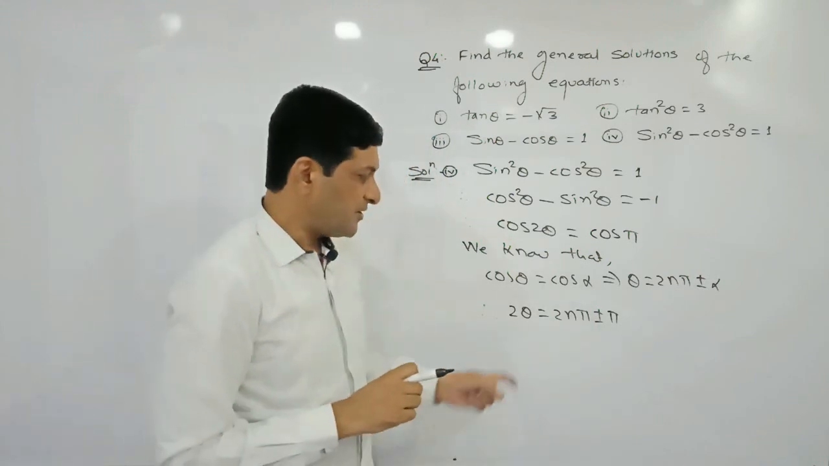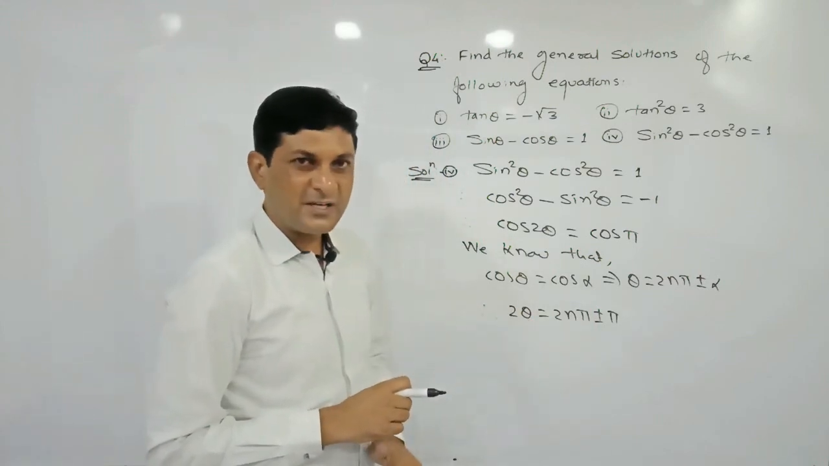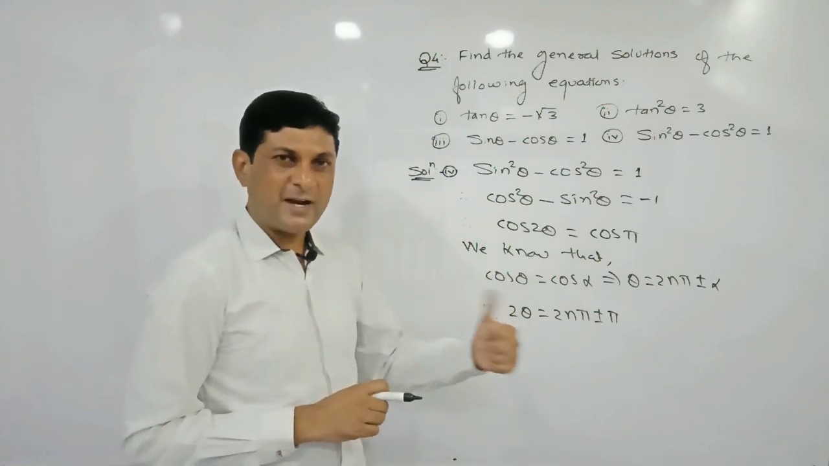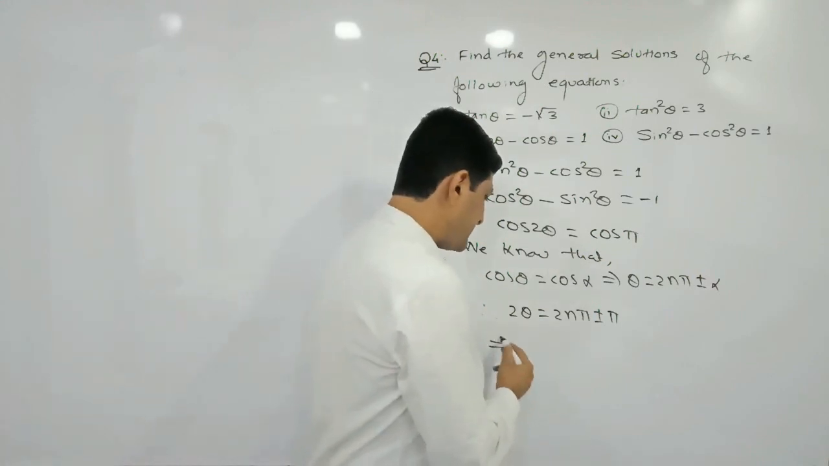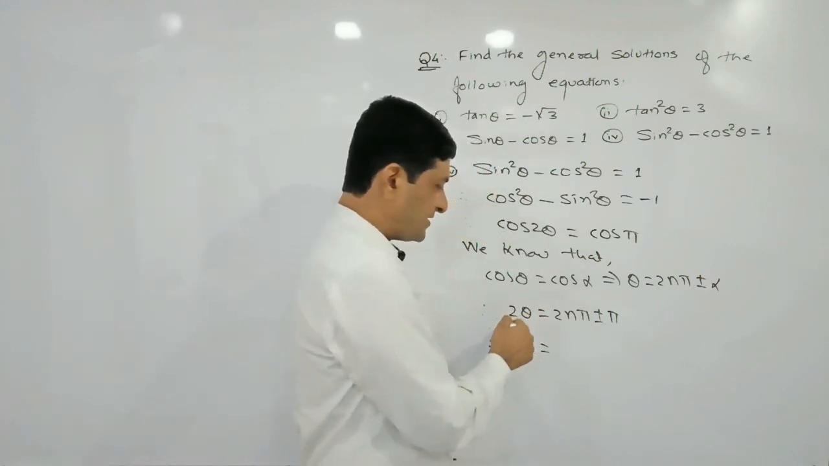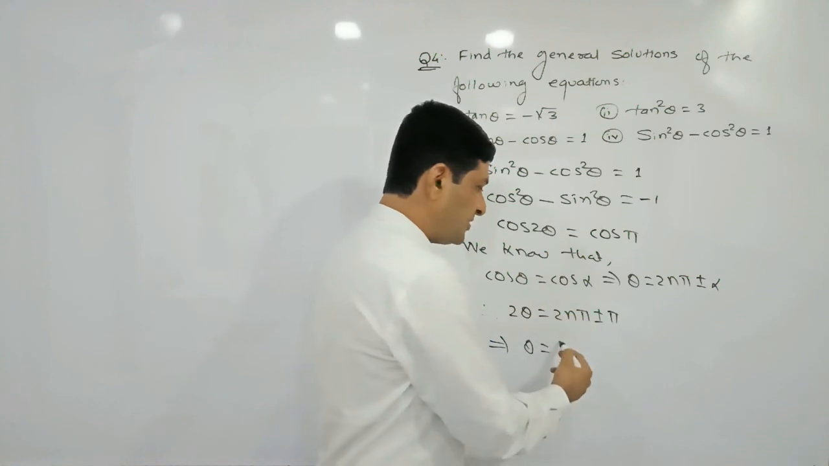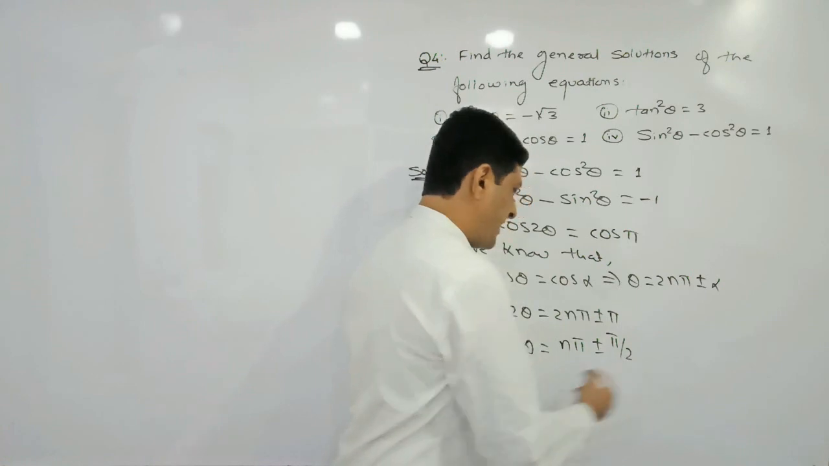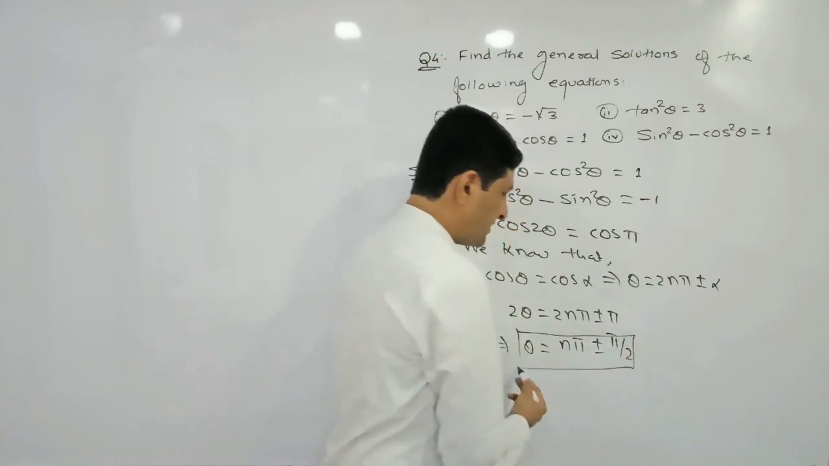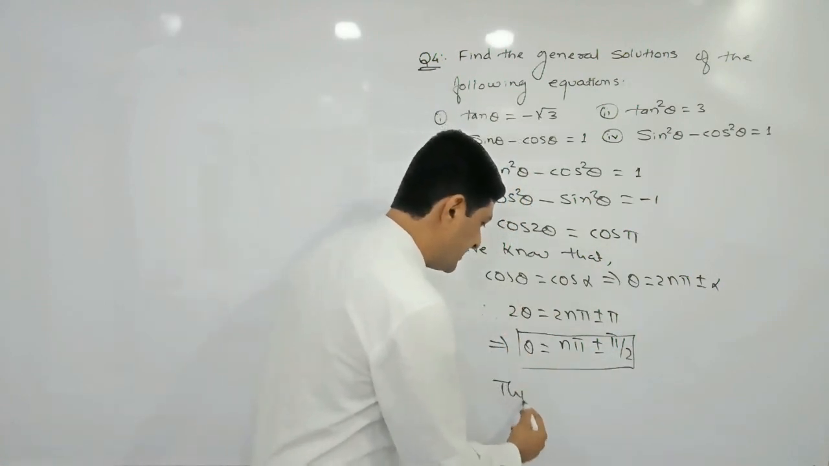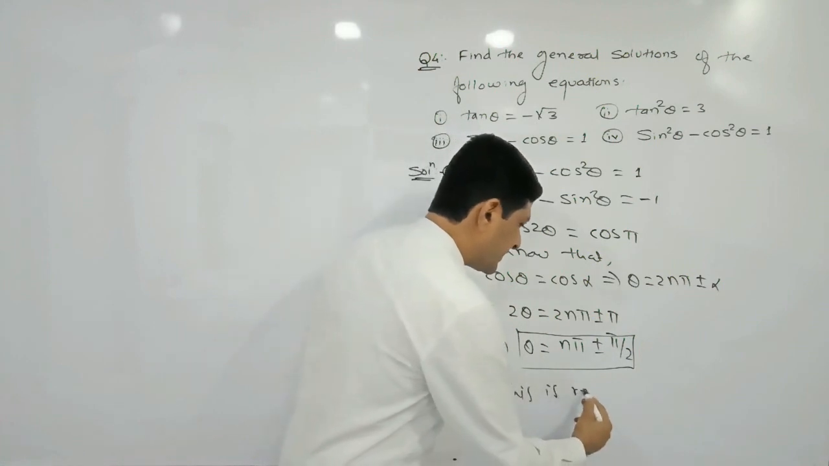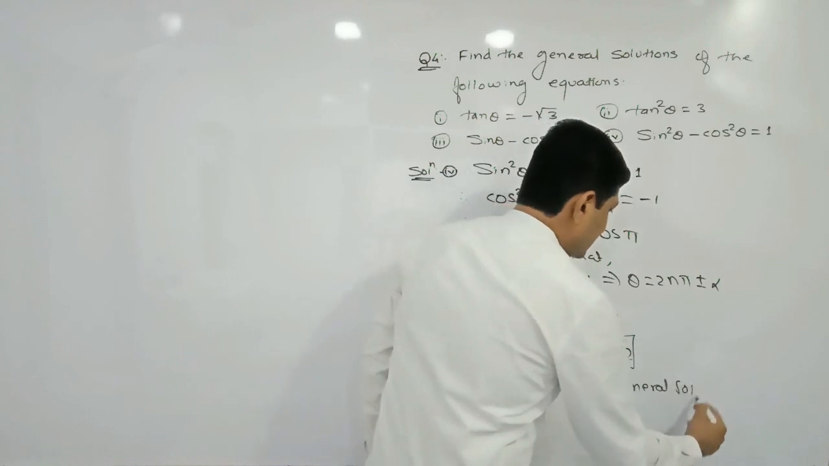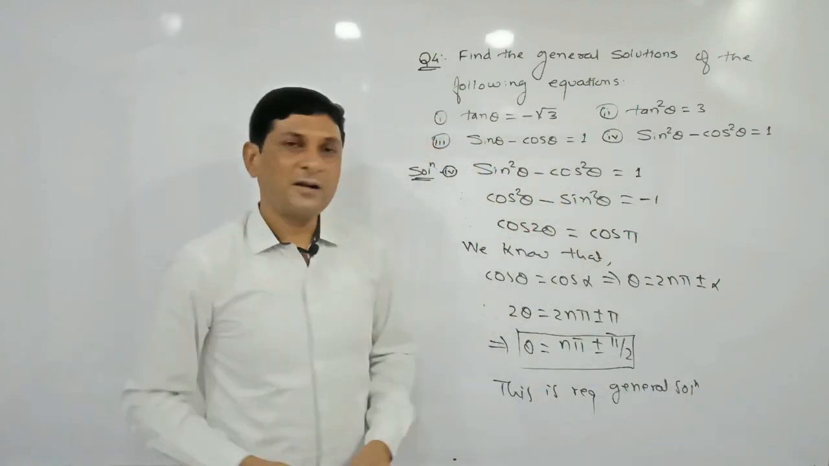Since we have to find out the value of the variable denoted here by theta, we have to eliminate 2, and to eliminate this 2 we are dividing both sides by 2. So this implies that theta is equal to, if I am dividing the left hand side by 2, 2 will get cancelled, divide by 2, the remaining term is n pi, plus or minus, divide by 2, here we will get pi by 2. In this way we have got the general solution of this trigonometric equation. So this is the required general solution. In this way we have completed question number 4.